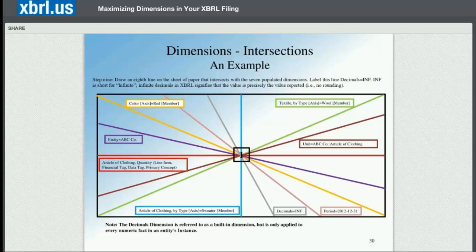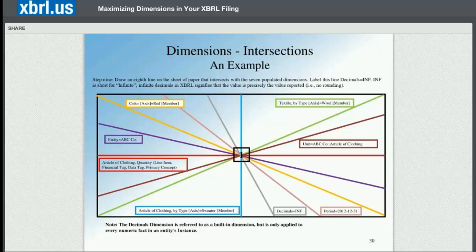Decimals of 0 is just like rounding in Excel. 0 is to the one place, right? So 0, it's accurate to the one place. -1 is accurate to the 10th place. +1 is accurate to the 10th. Infinite in XBRL means exactly what the value is. It's exactly 1. It's infinite.